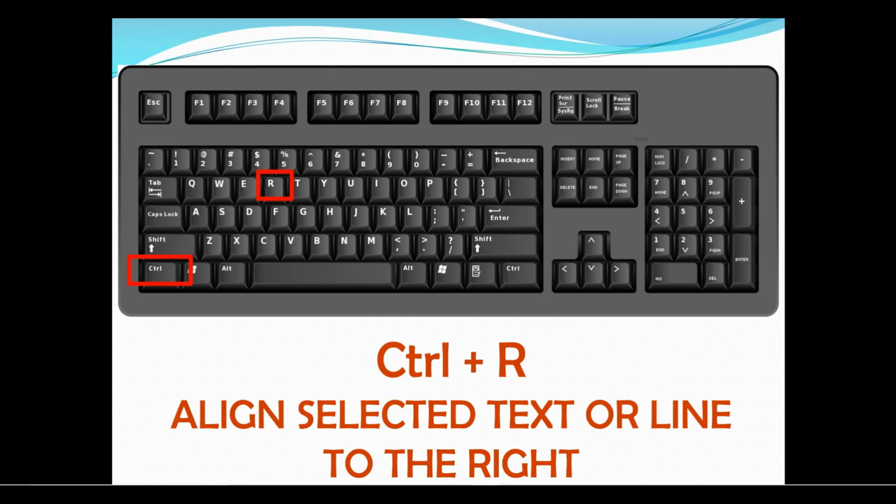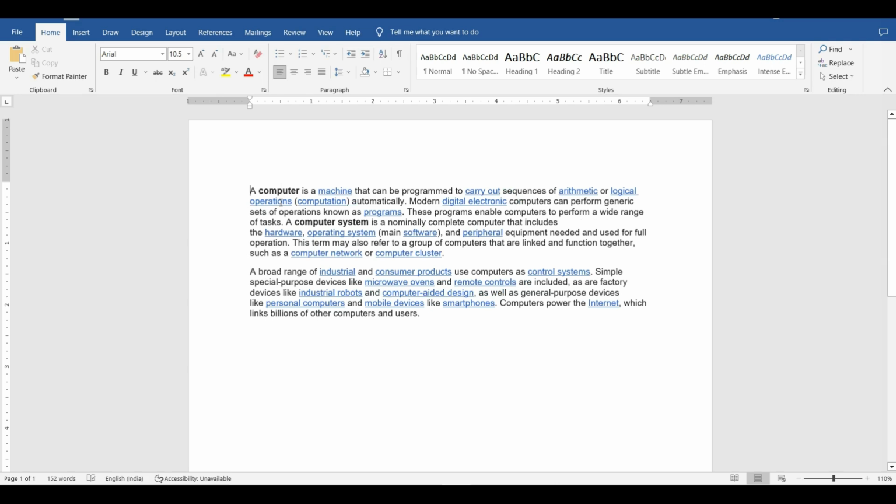The next shortcut key is Ctrl R. Ctrl R aligns the selected text or line to the right. In Word, whenever you press Ctrl R, it will align the text to the right side.